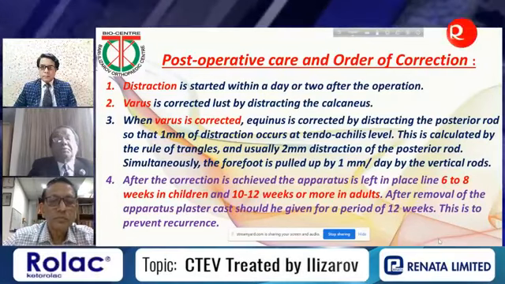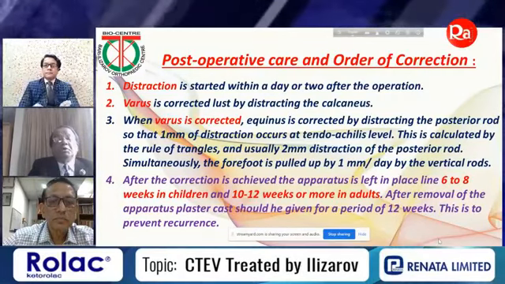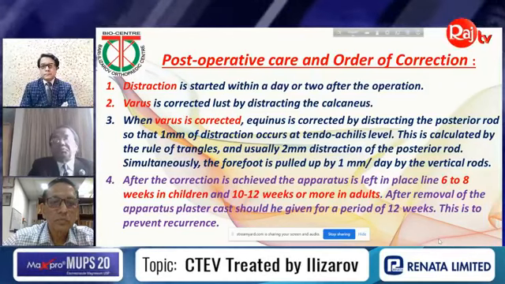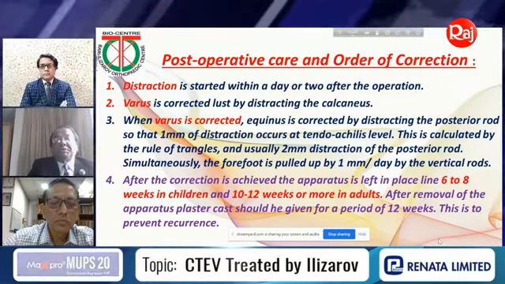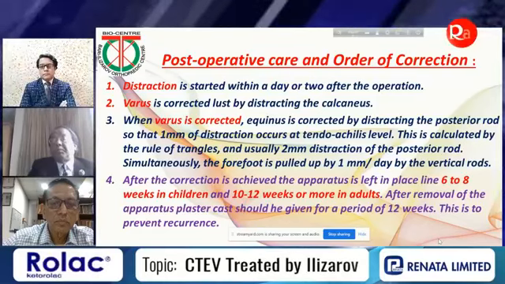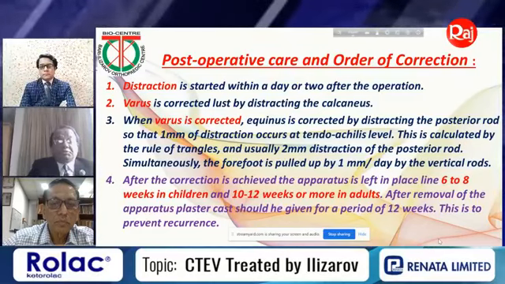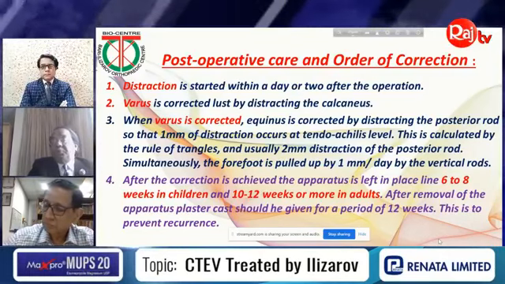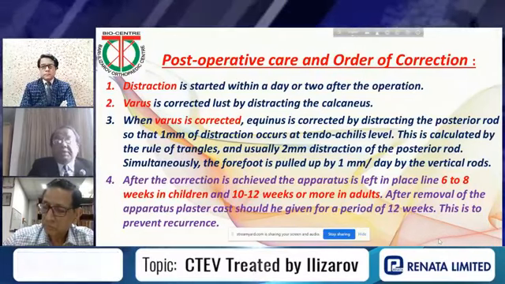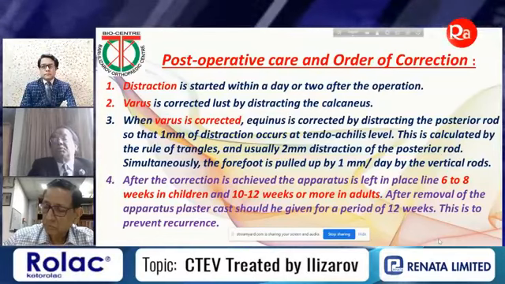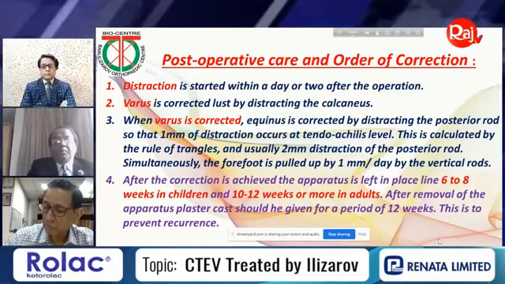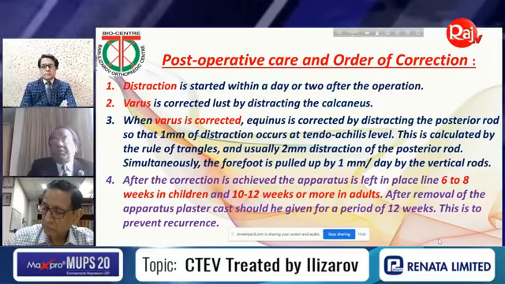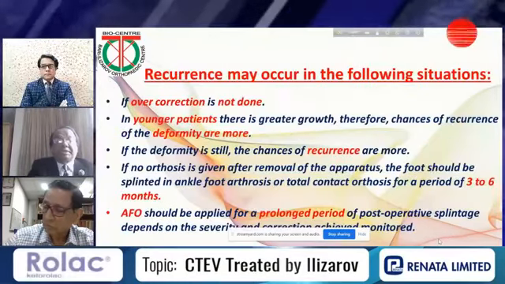You shall have to do the calculation, rule of triangle, and usually 2 millimeter distraction of the posterior rod. Simultaneously, the forefoot is pulled up 1 millimeter per day by the vertical rods. After the correction is achieved, the apparatus is left in place 6 to 8 weeks in children and 10 to 12 weeks or more in adults. After removal of the apparatus, plaster cast should be given for a period of 12 weeks. This is to prevent the recurrence.